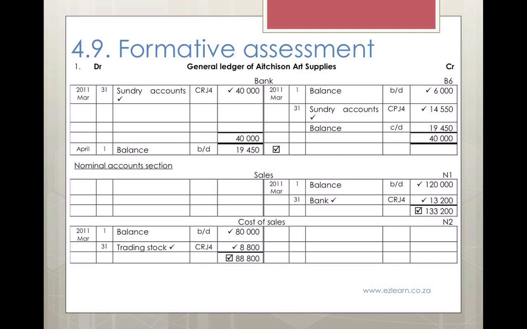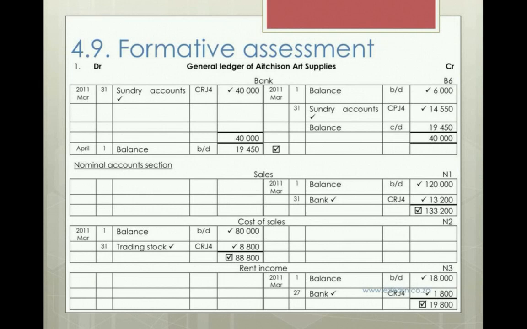Cost of sales has a debit balance as it's an expense that is decreasing equity of 80,000 Rand. You would have then posted the cost of sales column from the cash receipts journal. The amount of 8,800 will go on the debit side. The contra account is trading stock, and this would also show that the amount is also in the trading stock account on the credit side. You earn a tick for your details of trading stock and a tick for the amount of 8,800. Your subtotal is 88,800.